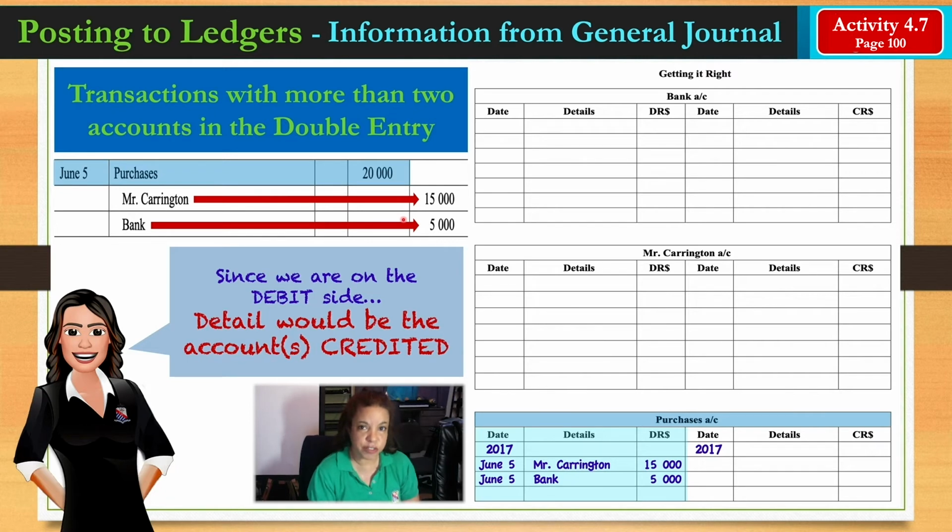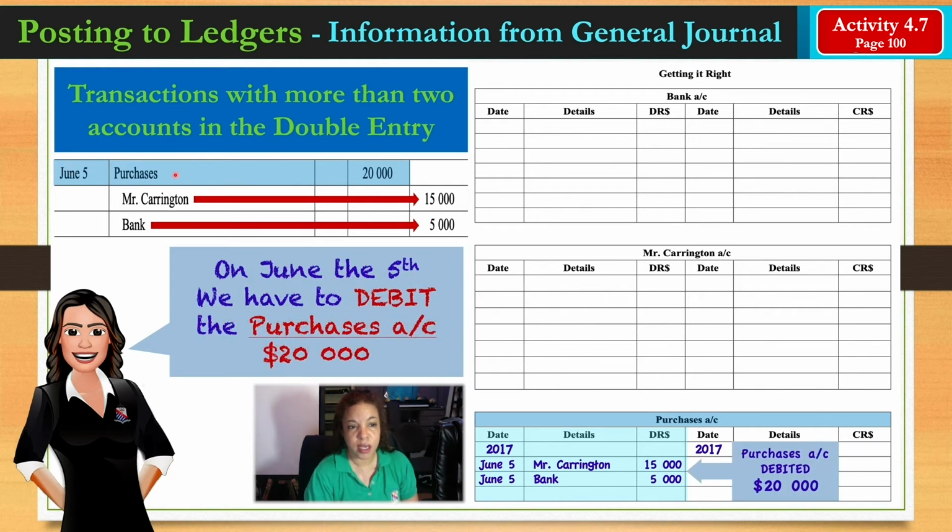Have you achieved your original goal? Can you remember what the original goal was? The original goal was to go to your purchases account and debit it $20,000. So let's look at our purchases account, our debit side, and we have a debit for $15,000 and a debit for $5,000, which in total gives you a debit of $20,000. So in other words, we have achieved our goal, and we have debited the purchases account by $20,000.